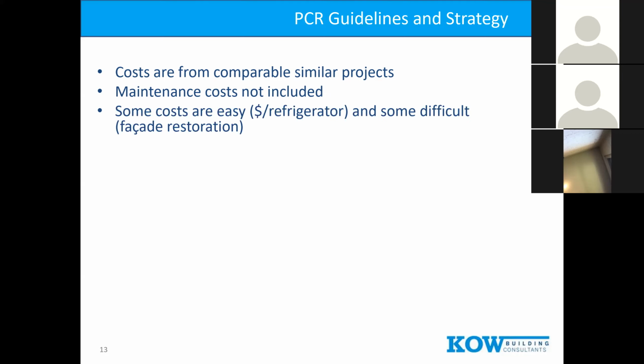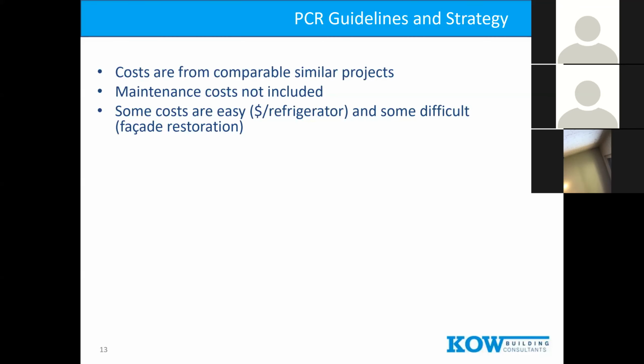Some costs are easy, like how much per refrigerator. That's pretty straightforward. Your labor is 0. Your install sophistication is very low. Your time to do it is very quick. You unplug one fridge, you plug the next one in, and you're done. How much you're going to pay for the fridge, that's your cost.